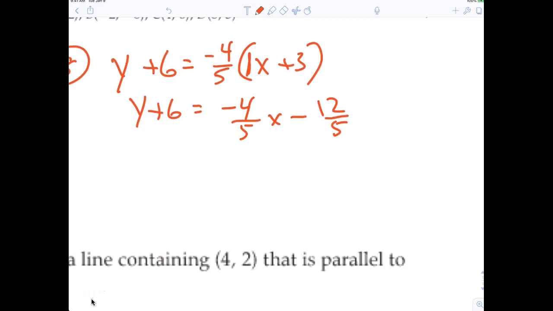Now, I'm subtracting 6. If I'm subtracting 6, how many fifths is that? Negative 30. So my final answer would be y is equal to negative 4/5 x minus 42 over 5. That would be good enough for me.